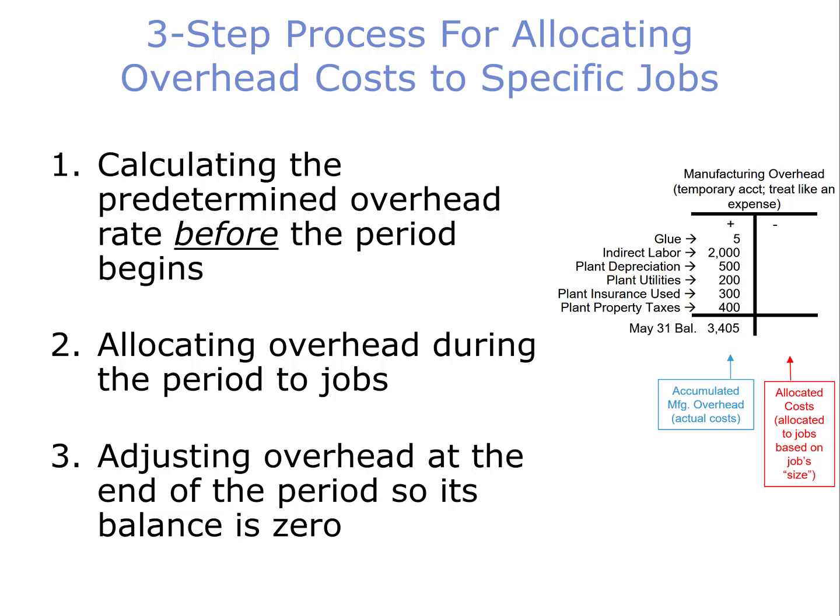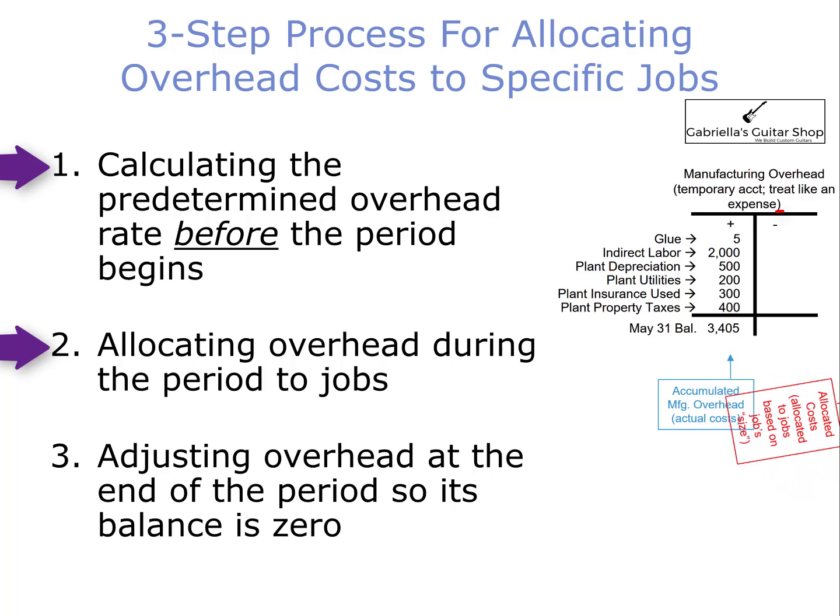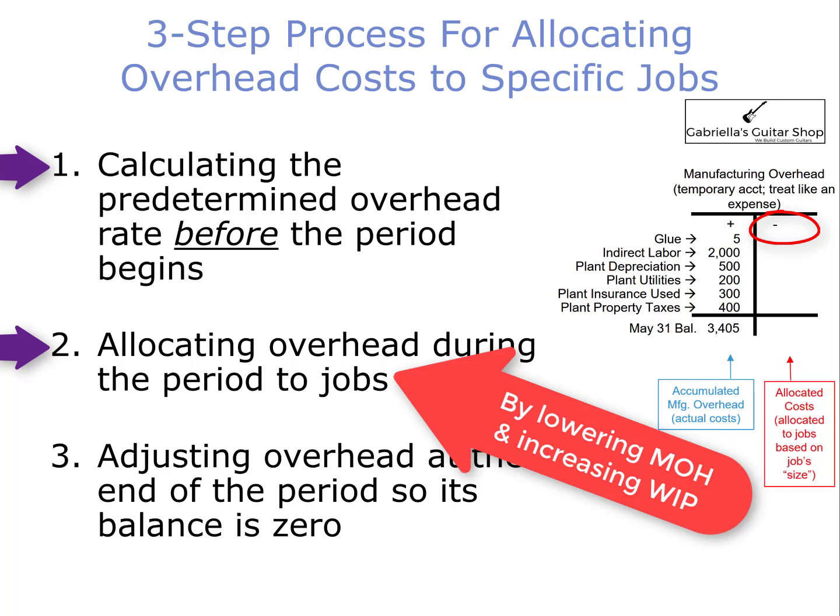So let's go through the three-step process for Gabriella's guitar shop. The first step is to calculate the predetermined overhead rate before the period begins. Then we will allocate overhead to job 70 since job 70 is now finished. Allocating overhead to jobs means we will lower the manufacturing overhead account with a credit and add the overhead to the job's job cost record, which in effect increases work in process inventory.